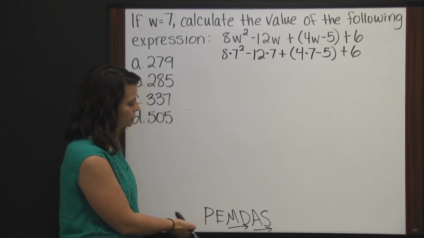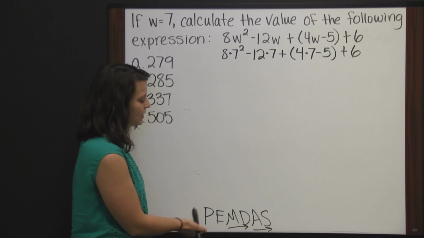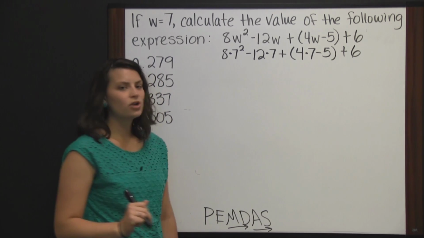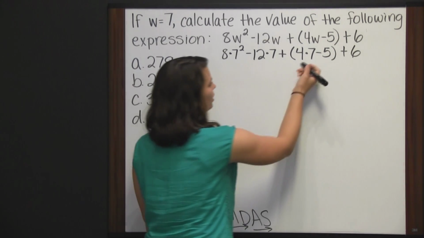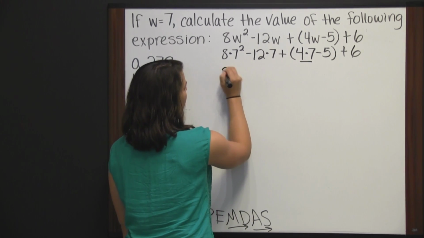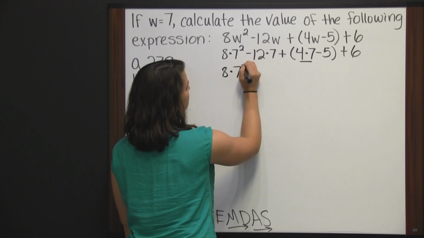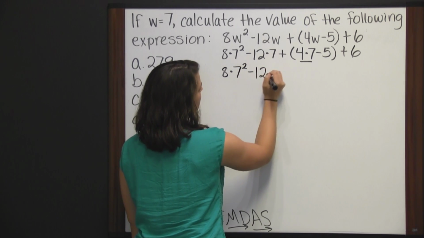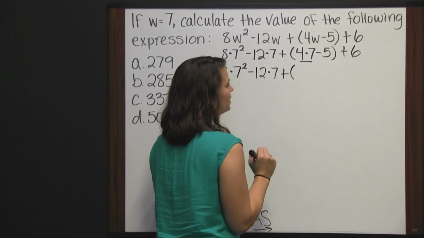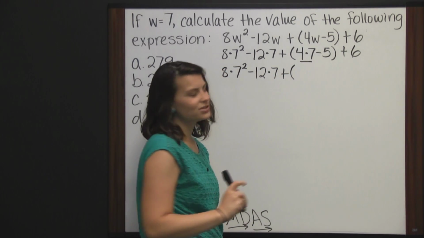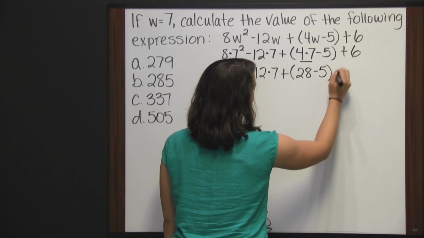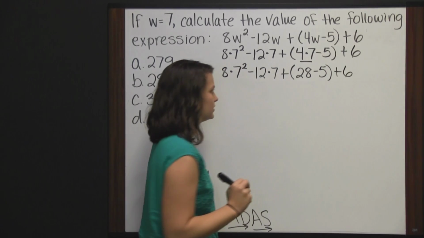Well, again, if we consult PEMDAS, we can see that we're supposed to always multiply and divide before we add and subtract. So that means we're starting with 4 times 7. You'll just copy everything else. The 8 times 7 squared minus 12 times 7 plus, bring down the parentheses. Finally, we get to 4 times 7, 28, minus 5, and bring down the plus 6.